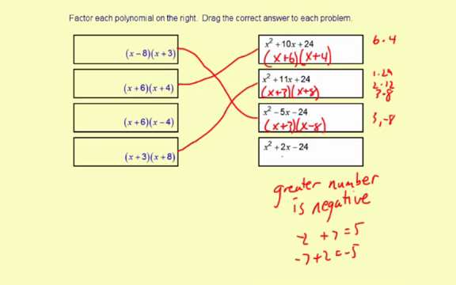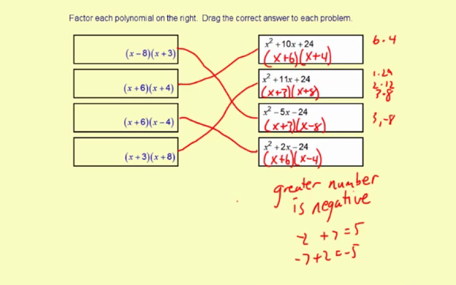Okay, let's look at this fourth one. We have a positive 2x and a negative 24. The negative in front of the 24 means that you're going to have a negative times a positive for your factors. And the positive 2x means the greater number is positive this time. So let's look at these possibilities. Positive 6 plus negative 4 makes positive 2. Oh, well, that'll work. So it's going to be x plus 6 times x minus 4, like that. So this one matches here.